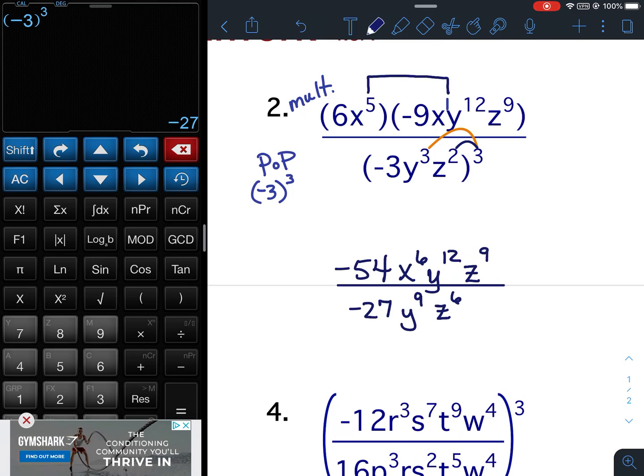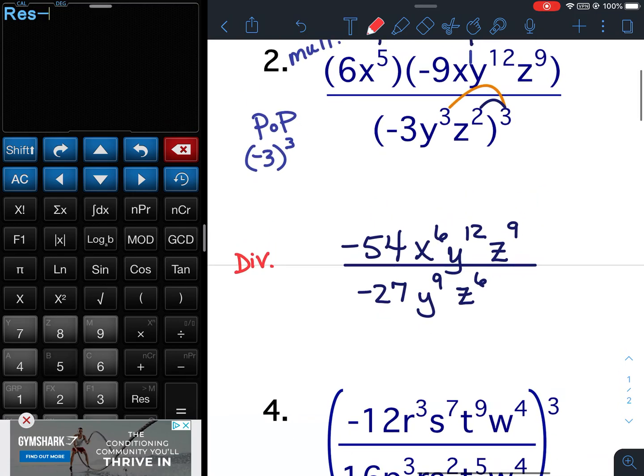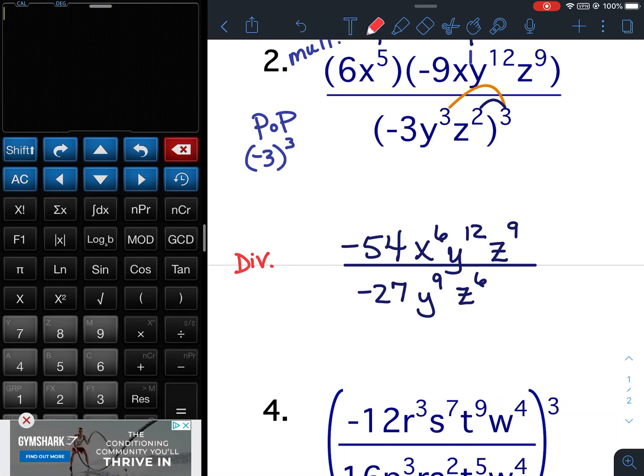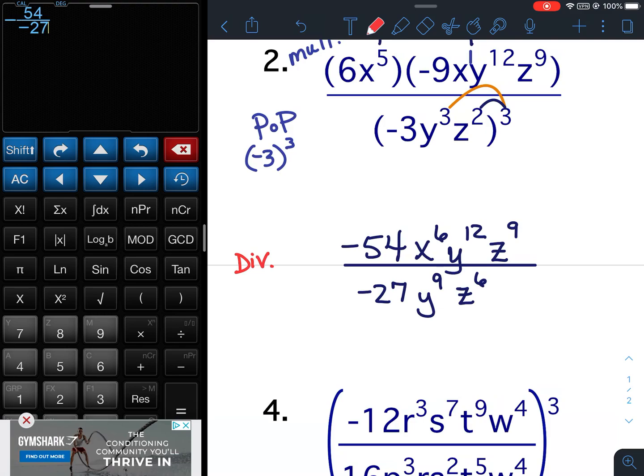Now that I've simplified the top and I've simplified the bottom, now I can divide. So let's write down divide. So I'm going to start with negative 54 over negative 27. And we get 2. So this would completely cross out. This completely crosses out. Because 2 is an integer, it will go in the numerator.